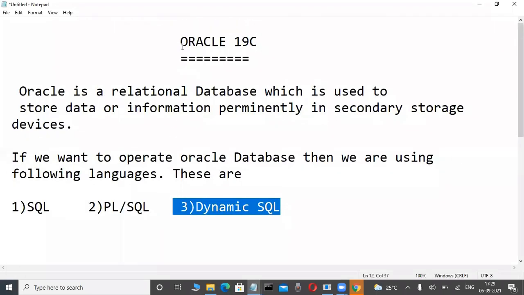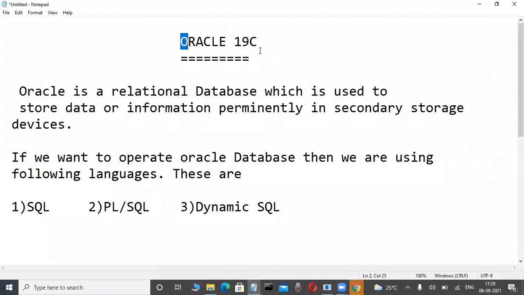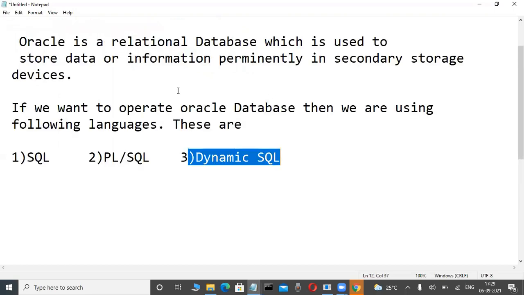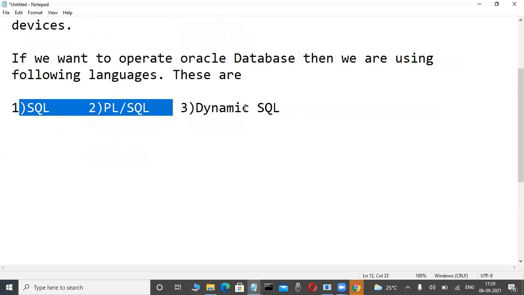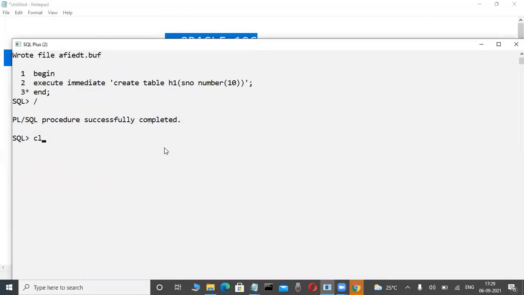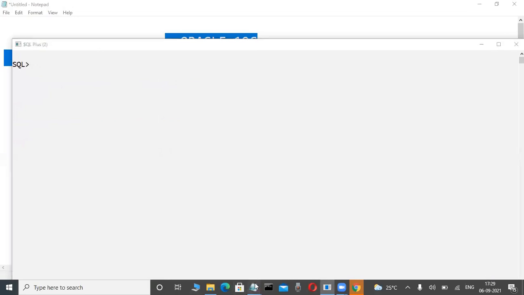Whenever any software engineer works on the Oracle database side, they compulsorily learn three languages. One is SQL, structured query language, which is a non-procedural language. Then the extension of SQL is PL/SQL, procedural language extension for SQL, where a little bit of procedural coding is there. Then dynamic SQL, where SQL statements are executed at runtime. These three languages we are learning in our course, and through them we operate these databases on the company side. Here we are operating Oracle.